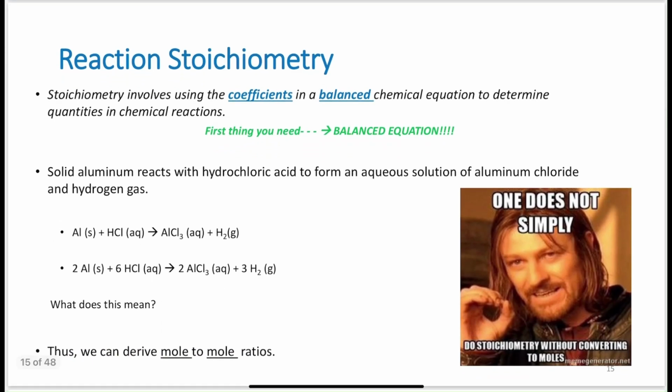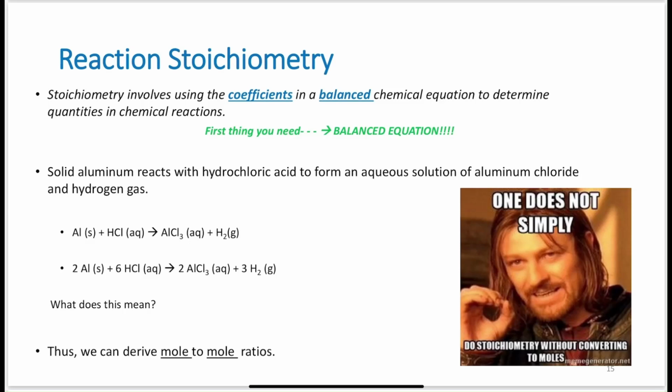So in this section, we're going to focus on reaction stoichiometry. I know I've used this word stoichiometry before. It's kind of like complex dimensional analysis, I guess. We are converting from one unit to another, but we're specifically converting within the confines of a balanced chemical reaction. So stoichiometry involves using the coefficients in a balanced chemical equation to determine the quantities in chemical reactions.